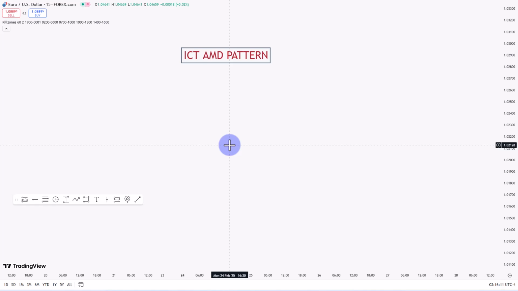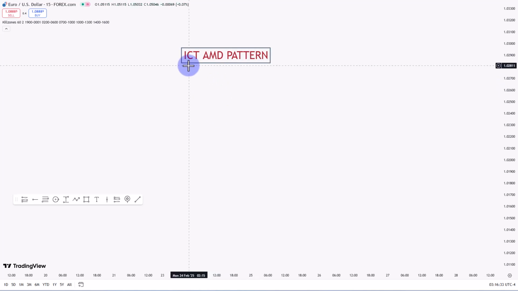Today I'm going to teach you a very important trading strategy that I believe is going to be instrumental to your trading journey. If you learn this concept very well, it's going to effectively improve your trading performance. It's called the AMD pattern. For most of you who have trading experience, you must have come across this trading strategy, especially if you are trading the smart money concept.